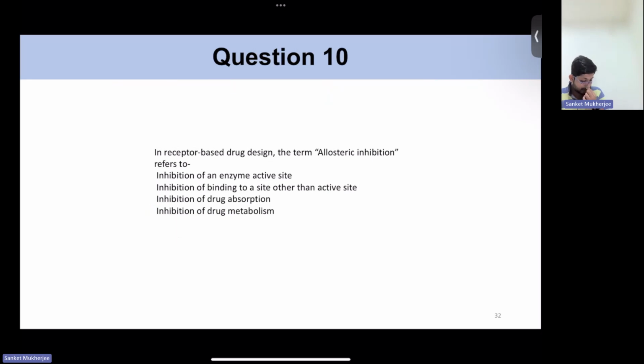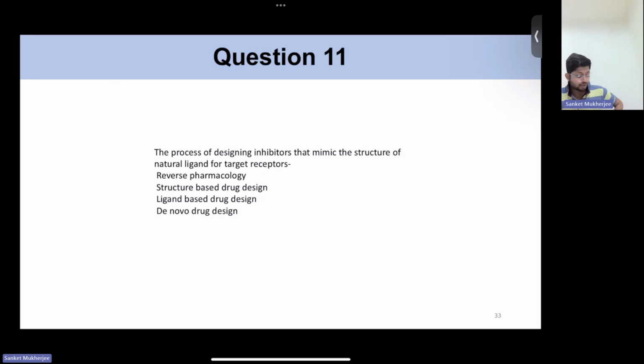In receptor-based drug design, the term allosteric inhibition refers to inhibition of an active site, inhibition of binding to a site other than active site, inhibition of drug absorption, or inhibition of drug metabolism. So inhibition of binding to a site other than the active site would be the answer. The process of designing inhibitors that mimic the structure of natural ligand for target receptors is reverse pharmacology, structure-based drug design, ligand-based drug design, or de novo drug design. So it would be structure-based drug design.